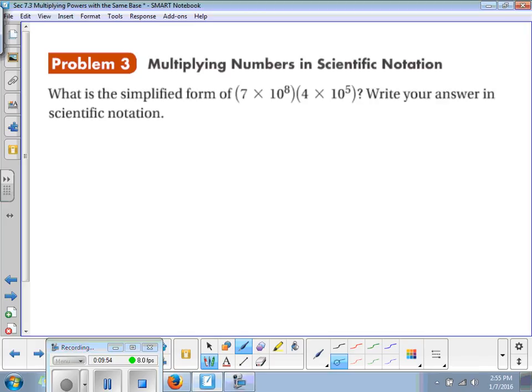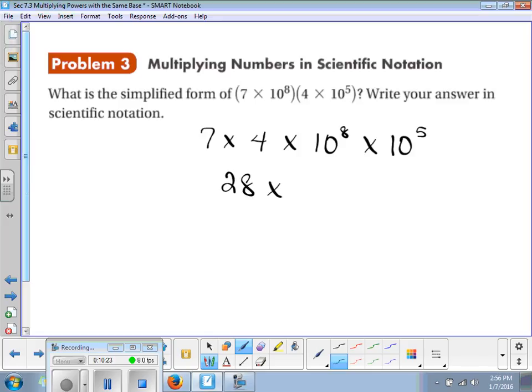So, we can multiply in any order we want to. So, I'm going to rewrite this, putting my constants together and putting my powers together. Okay? So I've got 7 times 4 times 10 to the 8th times 10 to the 5th. Okay? So now I've got 7 times 4 is 28 times 10 to the 8 plus 5 is 13.